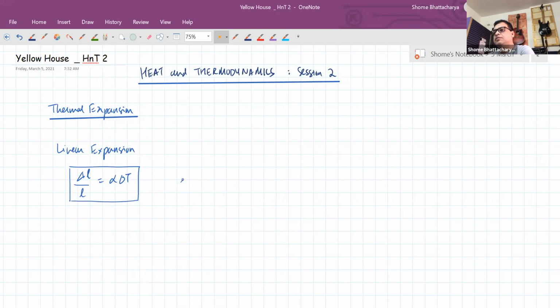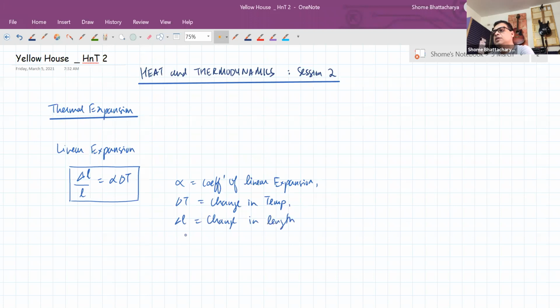Where the quantity alpha was the coefficient of linear expansion. Delta T was change in temperature. Delta L is the change in length, and L is the original length.